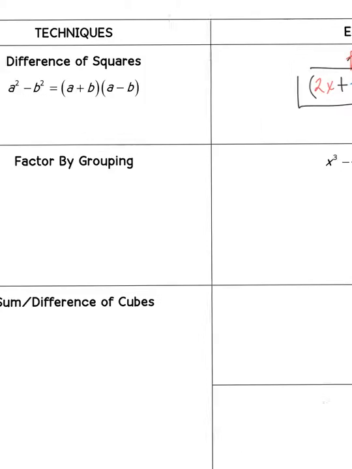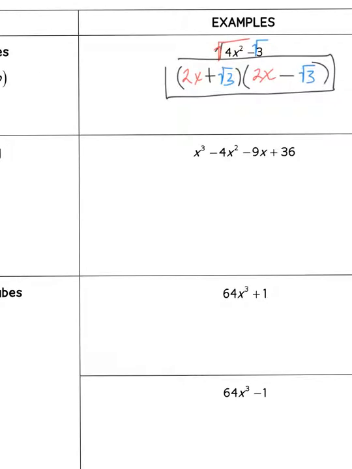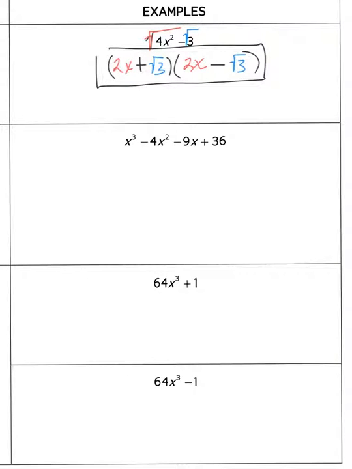Then, factor by grouping. This is where you're going to cut your group in half and take the GCF. So over here, I'm going to cut this group in half. The first group has a GCF of x squared. So then pull that out in front.